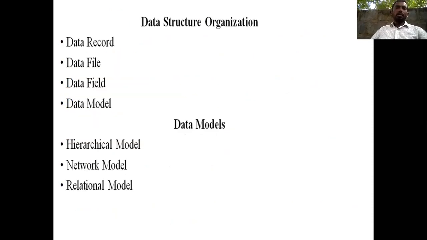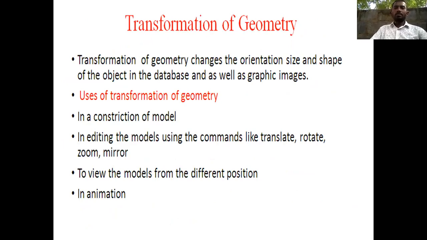The next topic is transformation of geometry. Transformation of geometry changes the orientation, size and shape of the object in the database as well as the computer graphic image. For any object we design, the size and shape of the object are changed in the database as well as in graphic images. That we call transformation of geometry.